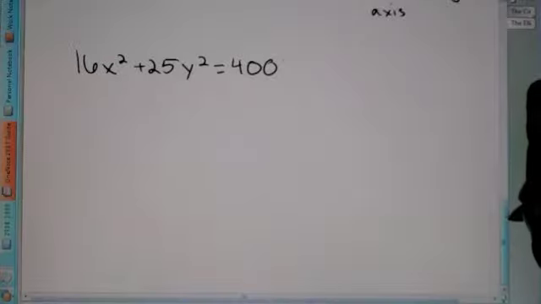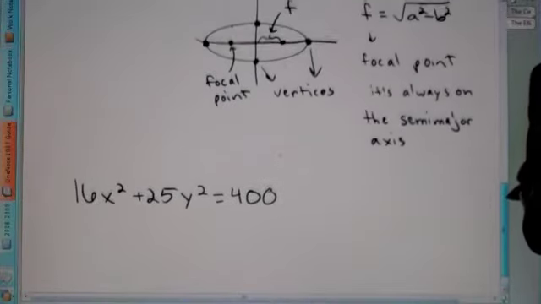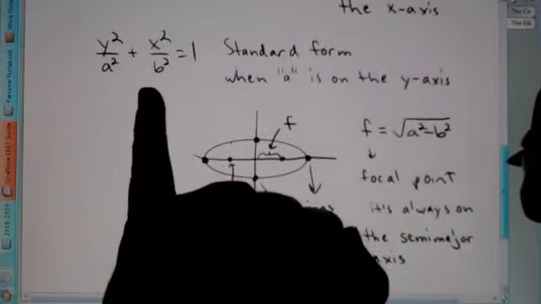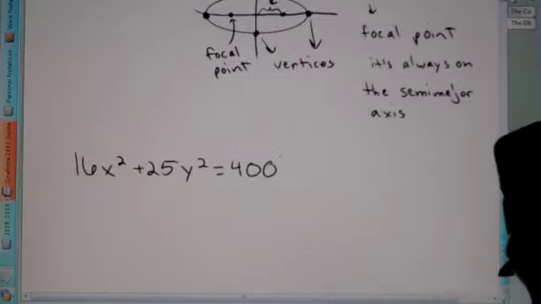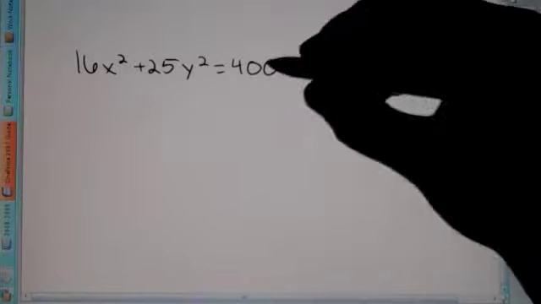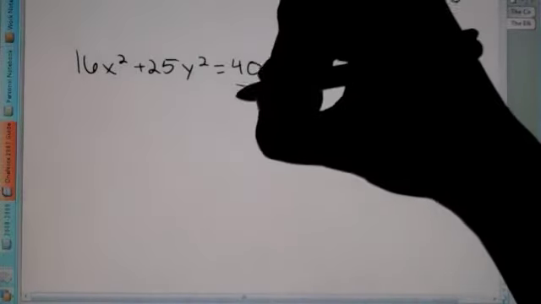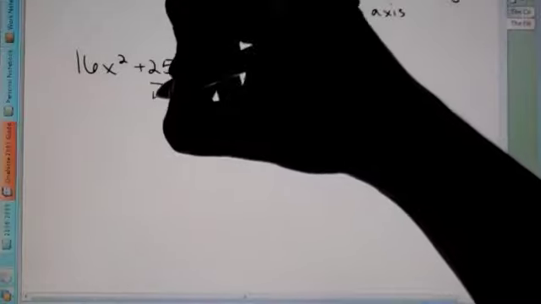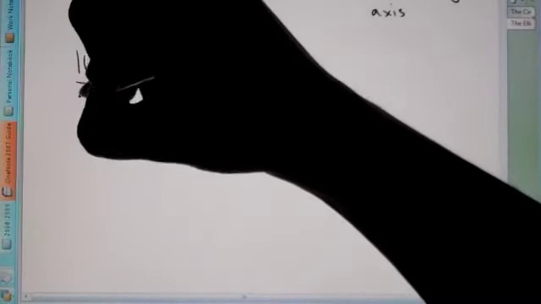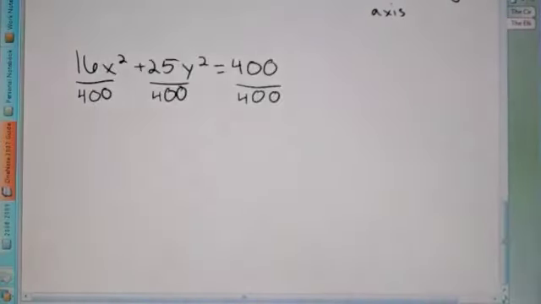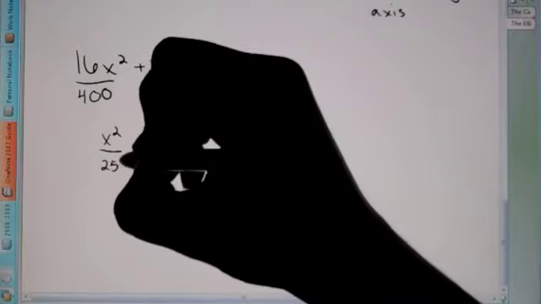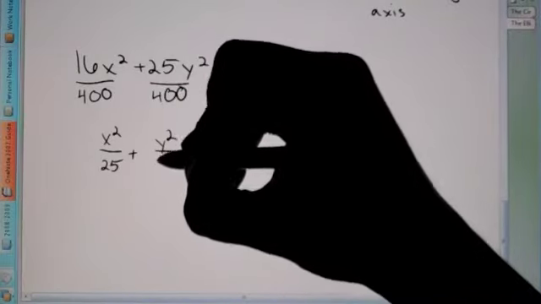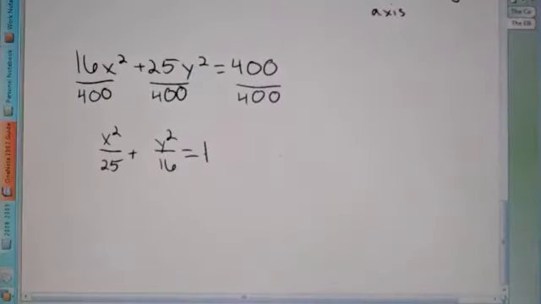All right, so now we have an equation here, but if you notice the formulas for an ellipse, both formulas here are equal to 1, so we have to set this equal to 1 somehow. The way we change the 400 to be 1 is just divide by 400, because anything divided by itself is 1. Okay? So now we can reduce: 16 goes into 400 25 times. So we could say x squared over 25 plus y squared over 16 is equal to 1.